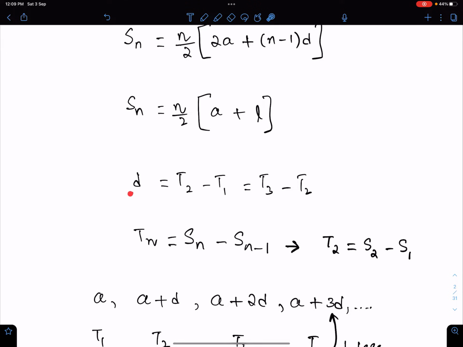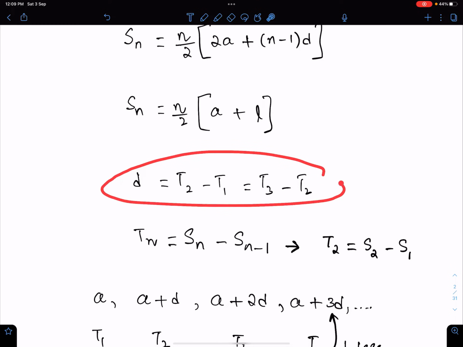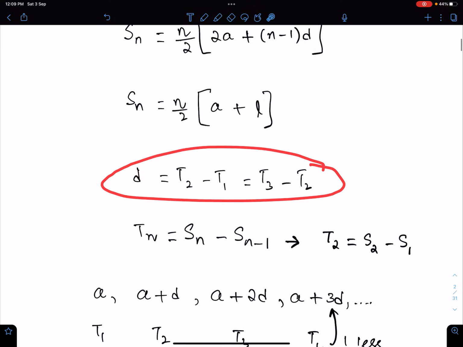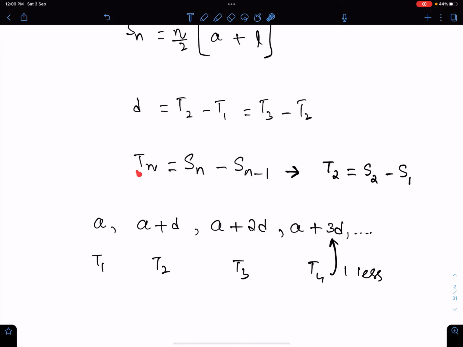When we have three consecutive terms, then we can find d in this way: t2 minus t1, t3 minus t2. We use this formula to make the calculations easy. This is the nth term formula in terms of Sn. For example, if we need T2 and if we have S2 and S1, then we can get T2 in this way: S2 minus S1. These two numbers are same, and this number is 1 less than this number.